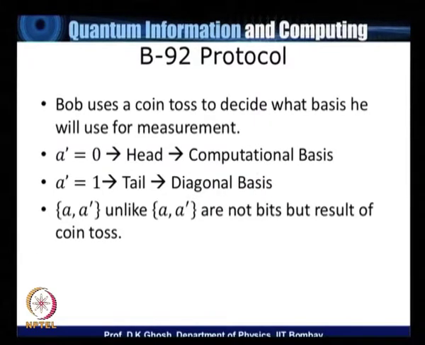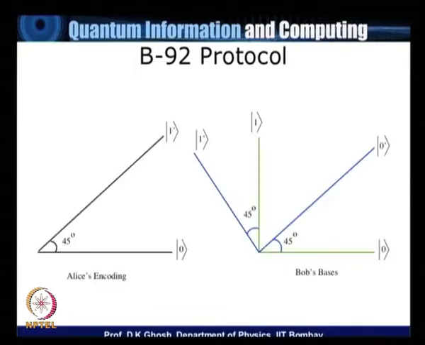So what Bob does is this. Bob uses a coin toss to decide which basis he will use for measurement. Now remember, in this picture, 0, 1 is the computational basis for Bob, and 0 prime, 1 prime is the diagonal basis for Bob. So based on a coin toss, Bob will use either a horizontal-vertical basis or a diagonal basis.